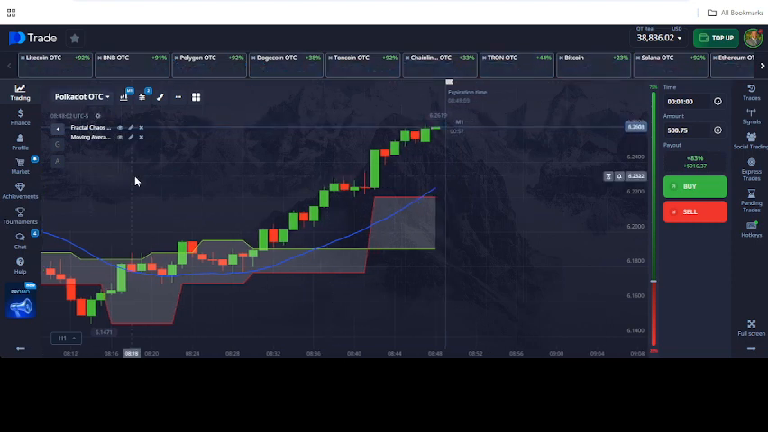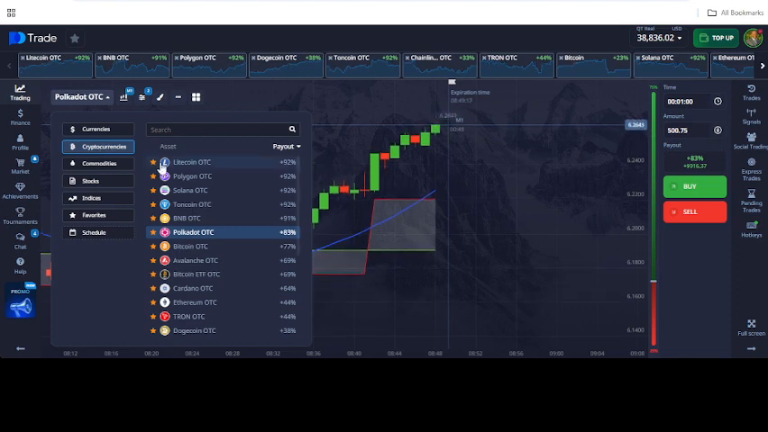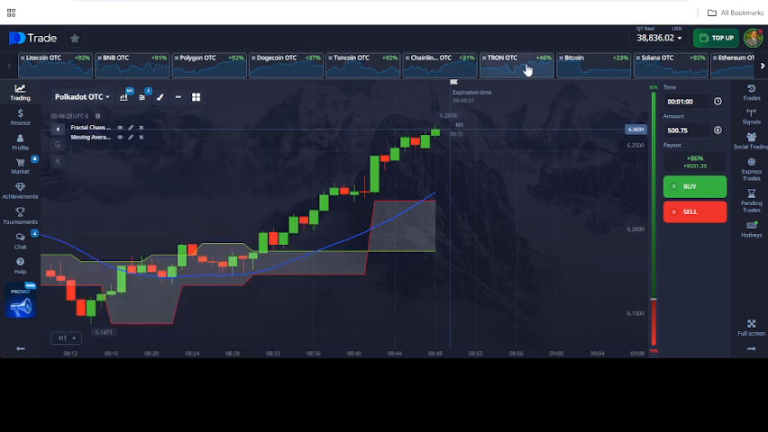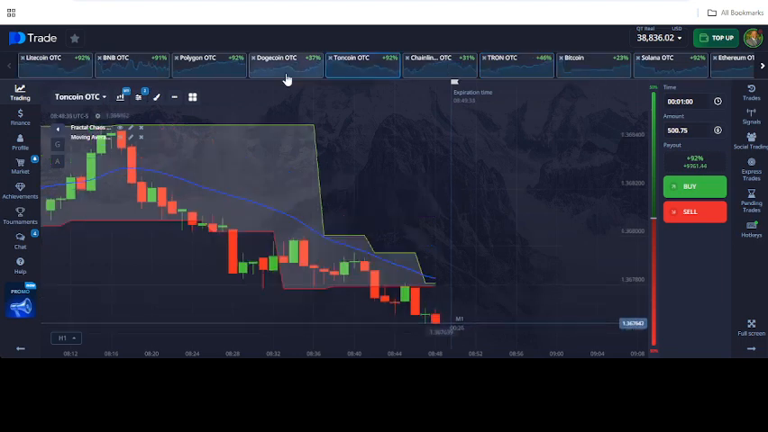utilizing two indicators. But okay, so if we click on our assets here, Pocket Option has various assets available to trade: currencies, cryptocurrencies, commodities, stocks, and indices. I'm going to be focusing on cryptos here. So I have all my cryptos checked off here. When you check off each and every crypto, they show up at the top of the chart here. So that way I can quickly go through the various cryptos and analyze them, like Toncoin, Dogecoin, and so forth.